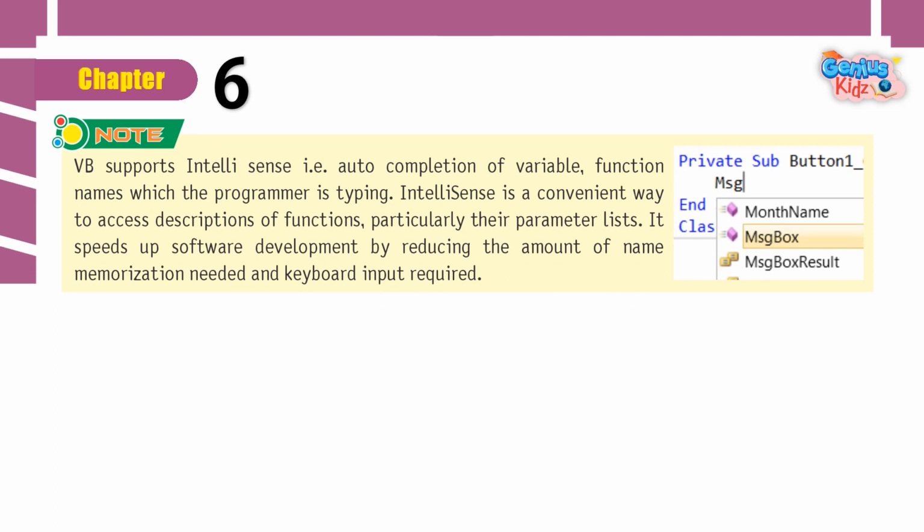Note: VB supports IntelliSense, that is, auto-completion of variable and function names which the programmer is typing. IntelliSense is a convenient way to access descriptions of functions, particularly their parameter lists. It speeds up software development by reducing the amount of name memorization needed and keyboard input required.